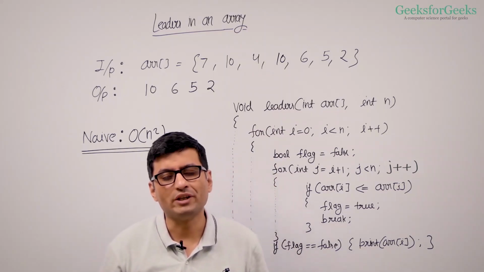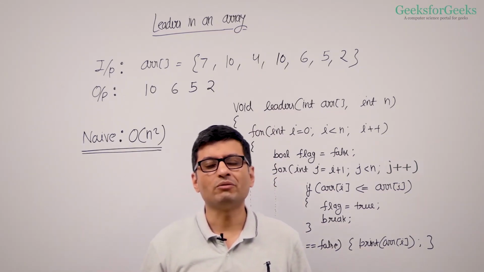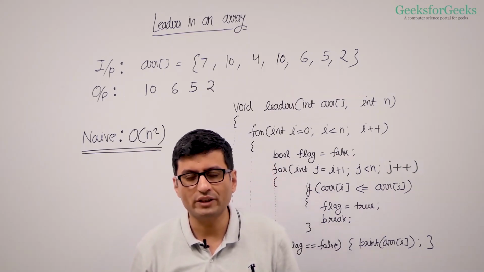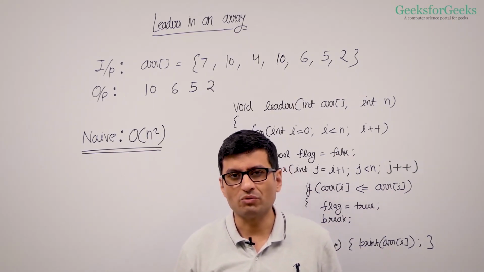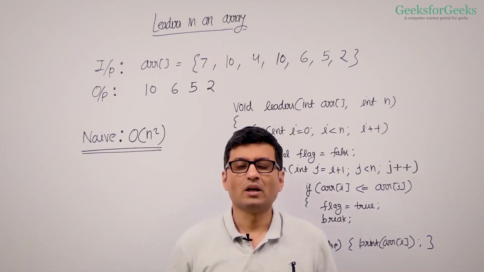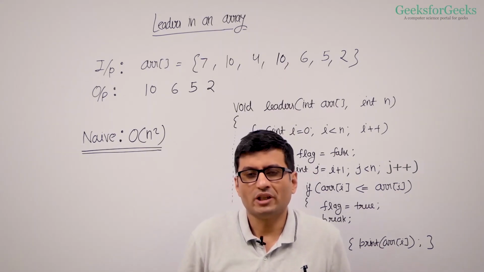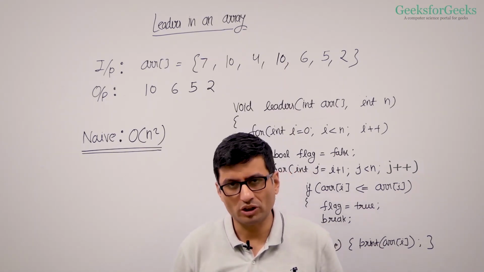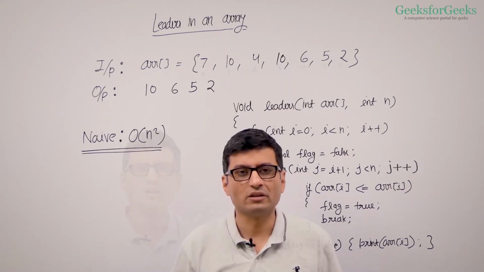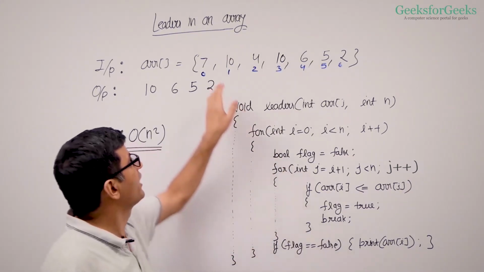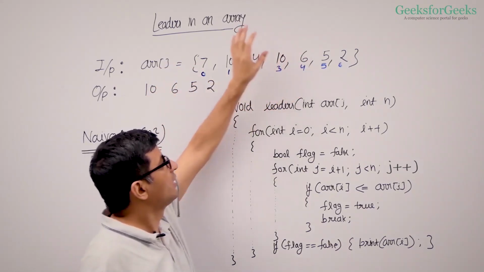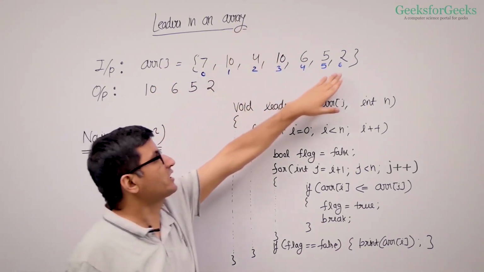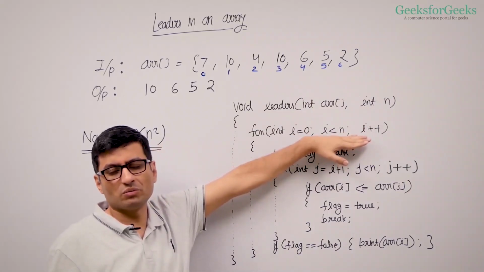We traverse through every element. For every element, we traverse on the right side of it. And if we find an element which is greater or equal, we break the loop and we say this cannot be a leader. And if we never broke the loop, then we say this is a leader. So we begin from index 0. I've written here the index. And we go till index 6. That's what we do in the outer loop.